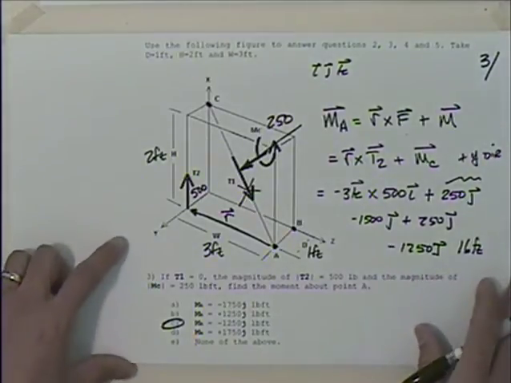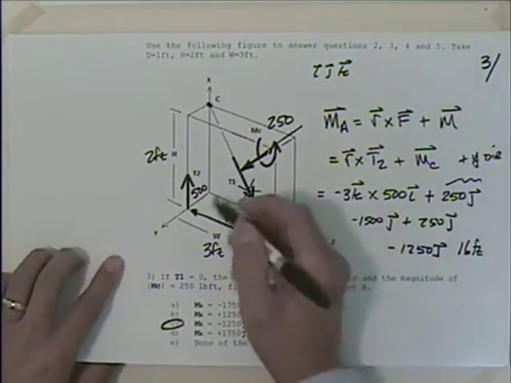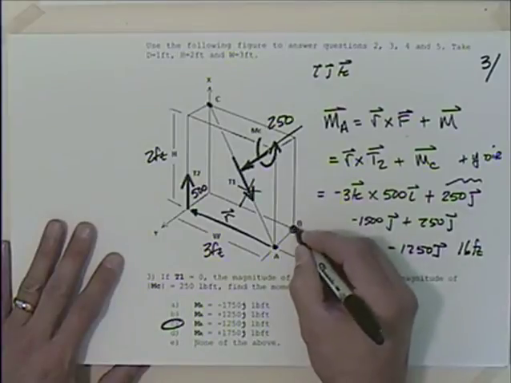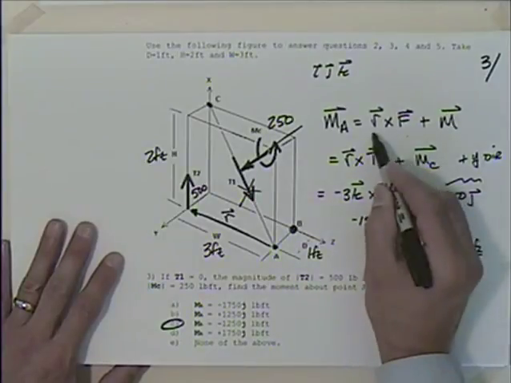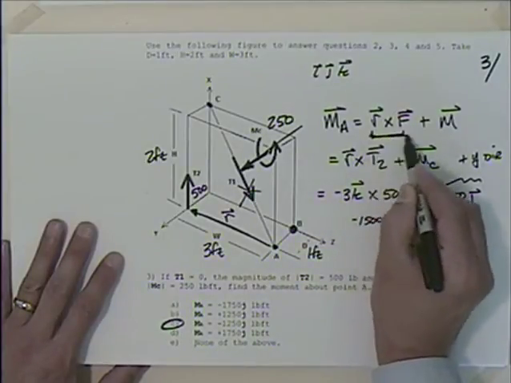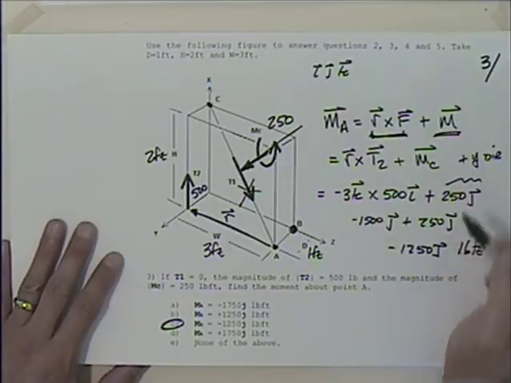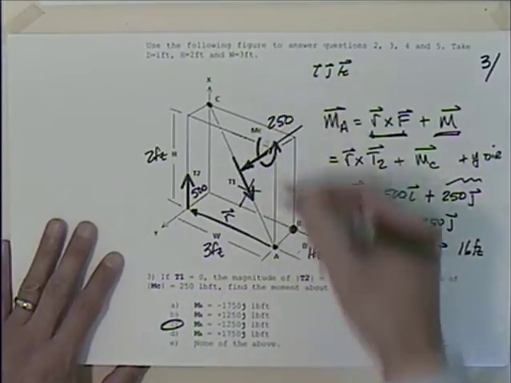Now a couple of things with this. No matter where we took the moment about, if I took the moment about B, this term would be different, but this would be the same. This moment up here, this is a free vector.